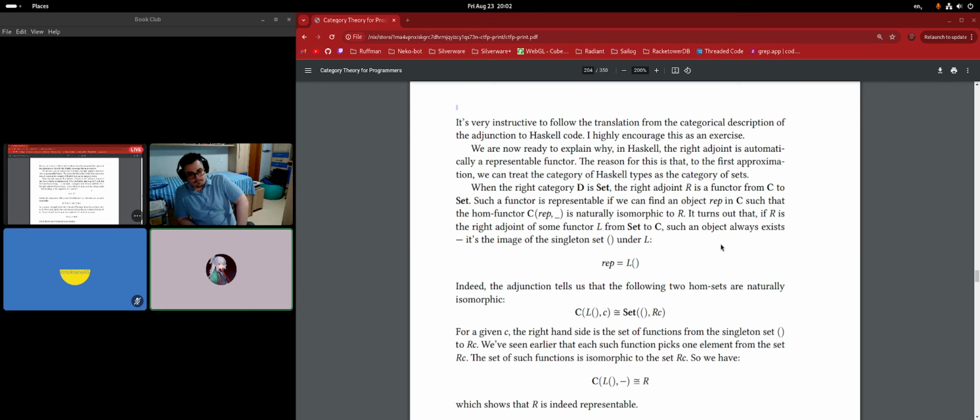And it's the image of the singleton set. Why the singleton set, though? Turns out that if R is the right adjoint of some functor L from set to C, we are saying that rep is L applied to unit. Oh, because unit is the terminal object, right? Sure. Even if that's the case, why must it be unit here in this case?